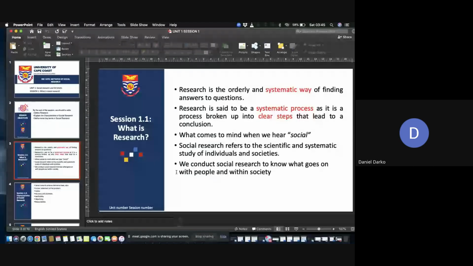So if you want to study individuals, societies, what is happening within societies scientifically, then we are conducting social research. So we conduct social research to know what goes on in the lives of people and what goes on within communities, societies, nations, around the world. We may want to conduct social research to find answers to questions or problems that are occurring around us.